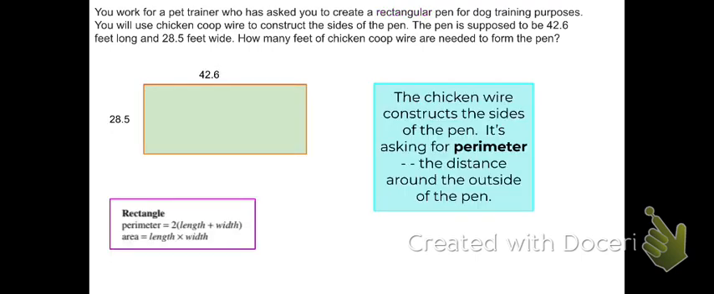That's perimeter. You can draw yourself a little sketch if that helps you to visualize it, but the perimeter is the distance around the outside, and the area, which I've shaded here in green, is the space inside between the sides of the figure. So the perimeter formula is 2 times (length plus width). So 2 times (42.6 plus 28.5). You can put this in your calculator just like this and just click equals and it'll give you the answer.